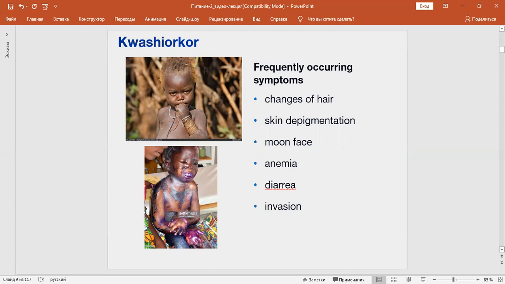Then the moon face, caused by swelling and hormonal disorders. Anemia due to protein, vitamin, and iron deficiency, and diarrhea. Immunity sharply decreases. It entails infectious diseases and invasions, which have a severe course. Often there are complications caused by a secondary infection.